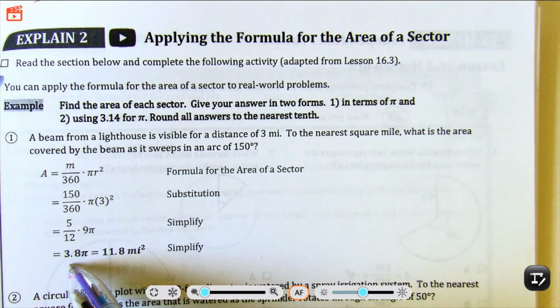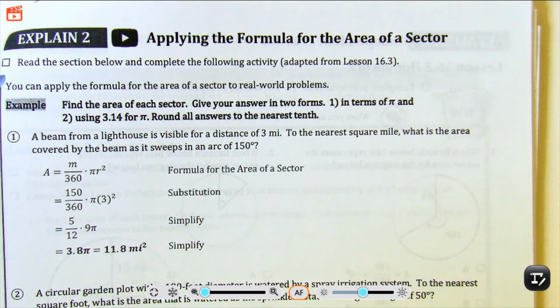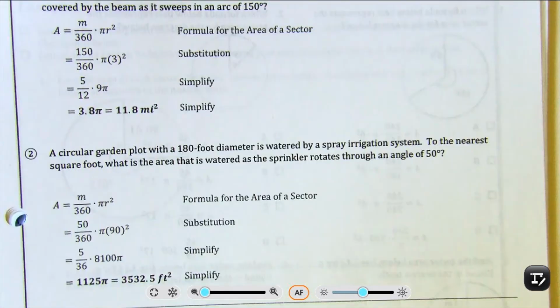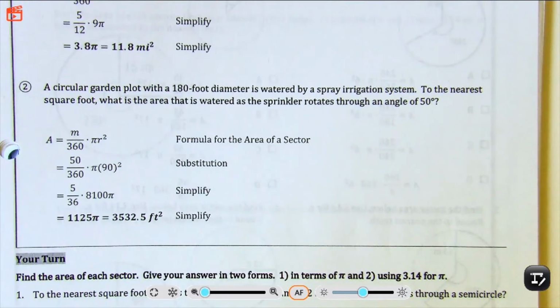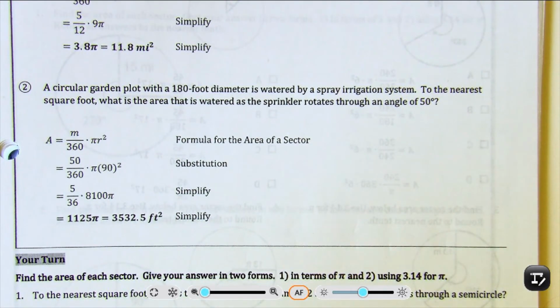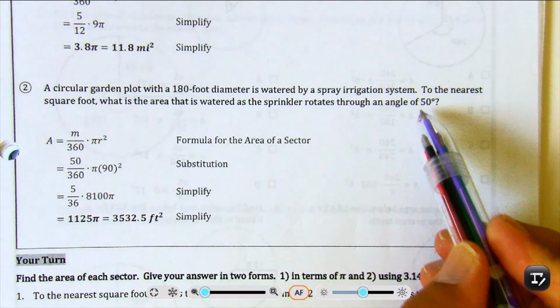Okay, one more quick example. A circular garden plot with a 180-foot diameter is watered by a spray irrigation system. To the nearest square foot, what is the area that is watered as the sprinkler rotates through an angle of 50 degrees? So we have our central angle, 50 degrees. Now the diameter is 180, so we could find the radius by taking half. The radius would be 90.